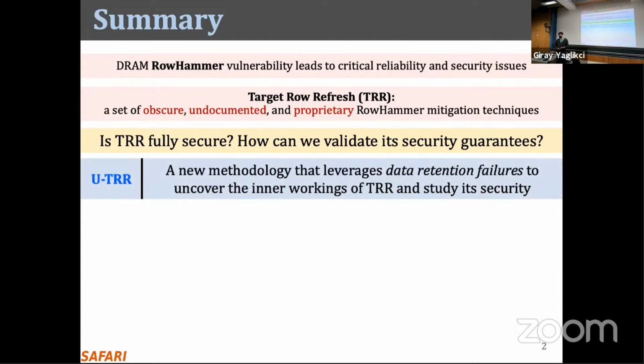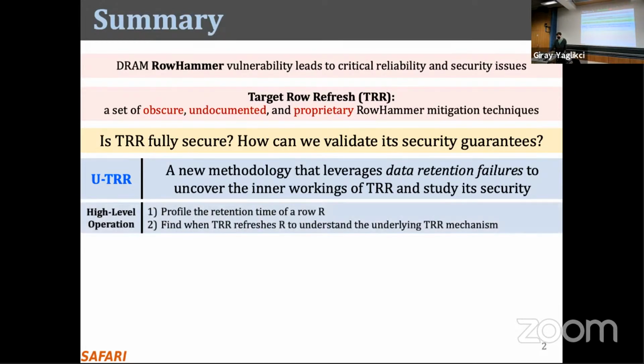so we propose U-TRR. This is a new methodology that leverages data retention failures in DRAM to uncover the inner workings of TRR and study its security. At a high level, U-TRR performs 2 steps. First, it profiles the retention time of an arbitrary row, let's say row R. And then U-TRR finds when the TRR mechanism refreshes this row R based on some access pattern that leads to the refresh of this particular row. And this is basically how U-TRR builds an understanding of the underlying TRR mechanism.